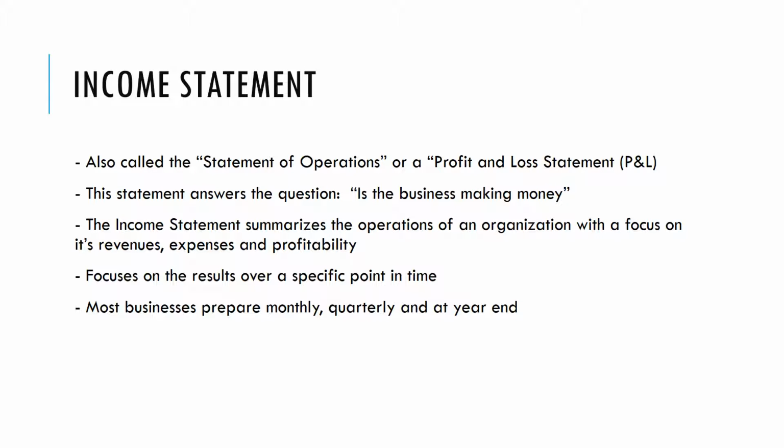So next, we're going to go over the income statement. The income statement is also called the statement of operations or the profit and loss statement, the P&L. It answers the question, is this business making money, or is this organization making money? It summarizes the operations of an organization with a focus on revenues, expenses, and profitabilities. So revenues being money that you bring in, expenses being, what does it cost you to do business, and then your profitability, which is the difference between the two.